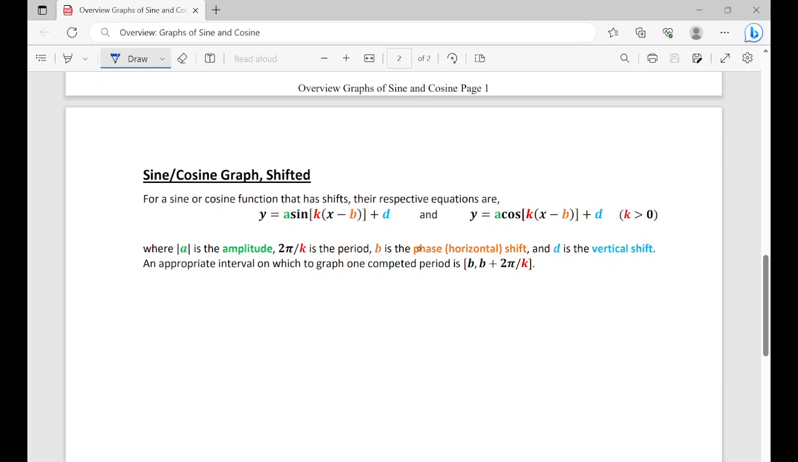And b is the phase shift or horizontal shift, how much it moves either to the left or to the right. And d is the vertical shift. It's the number outside of the trig function. That's how much it moves it up or down. So for these kind of graphs, an appropriate interval on which to graph one completed period is b to b plus 2 pi over k.